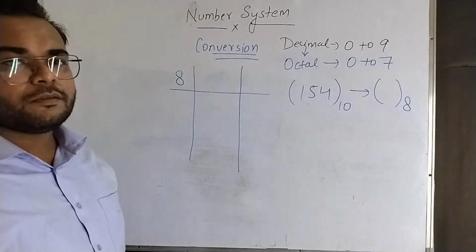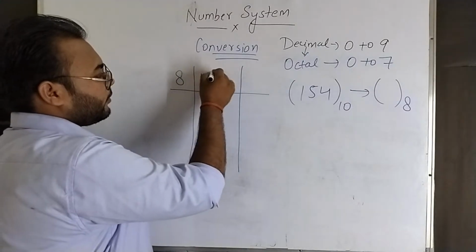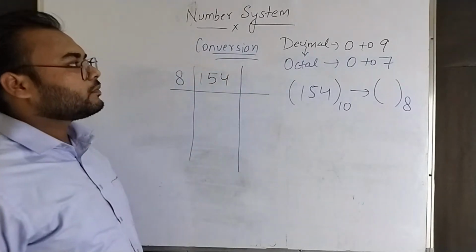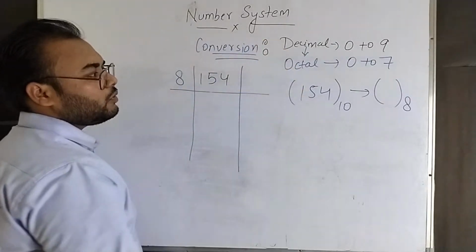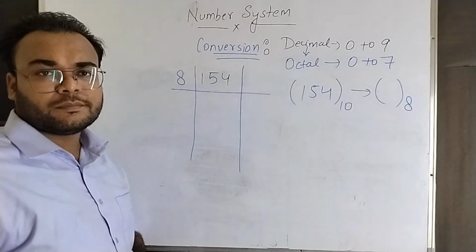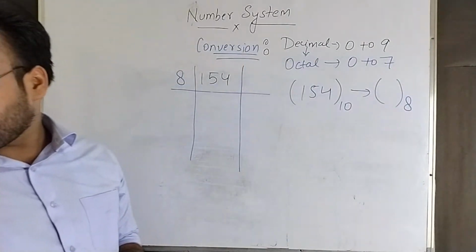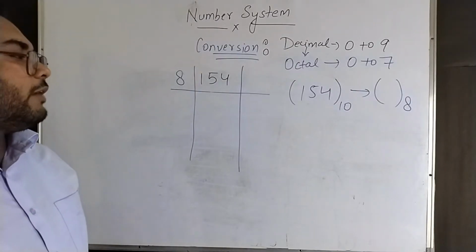We are going to write for 154. That is for the decimal to octal. We are going to convert from decimal to octal. Tell me the number. 154.